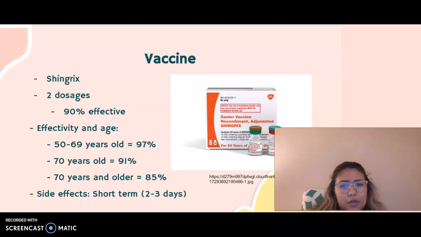So let's talk about some short-term side effects. These usually last between 2 to 3 days. You can get a sore arm where you got the vaccination. You can have redness and swelling. You can get tired. You can get muscle pain, headaches, shivering, fever, stomach pain, and nausea.